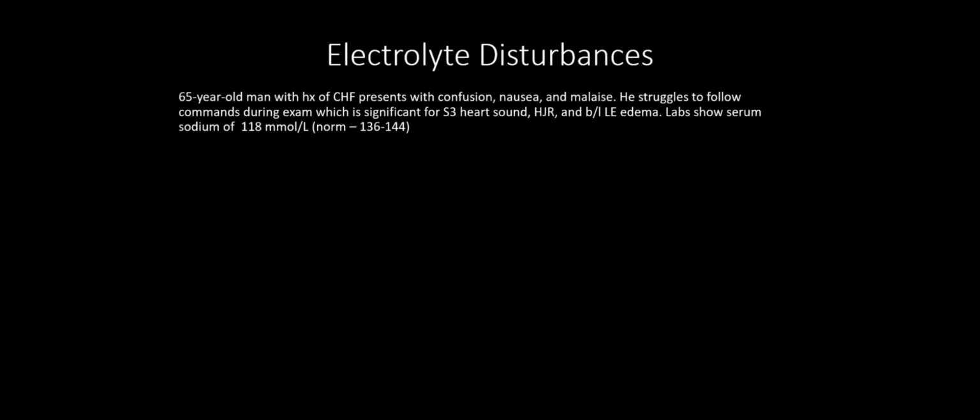We'll start with a 65-year-old man, history of CHF, who presents with confusion, nausea, and malaise, and struggles to follow commands during the exam, which is significant for an S3 heart sound, hepatojugular reflux, and bilateral lower extremity edema. His labs show a serum sodium of 118 when the normal is 136 to 144. What is the etiology of this patient's altered mental status? Probably hyponatremia. Yeah, in this case, it can be somewhat multifactorial. I'm going for hyponatremia secondary to CHF exacerbation, which is specifically a hypervolemic hyponatremia.